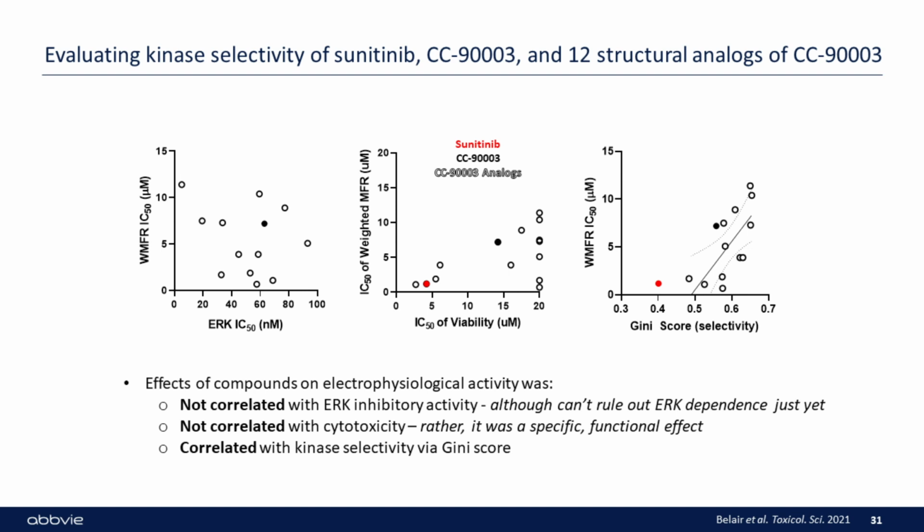And you can see now why we chose the 12 structural analogs of CC90003. They had lower and higher selectivity than CC90003, and notably sunitinib had the lowest selectivity of all the compounds that we tested.